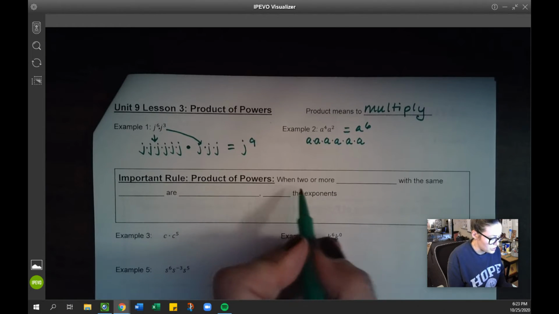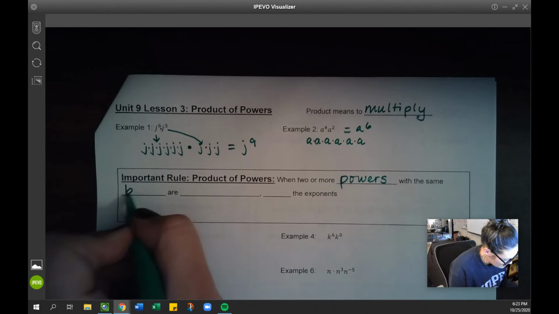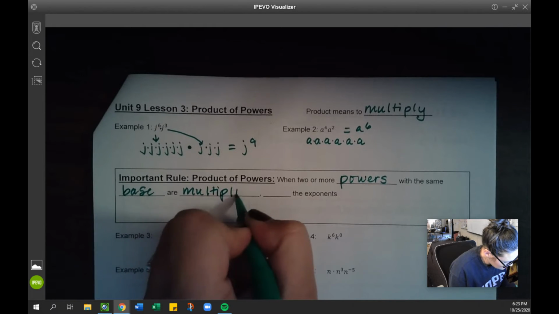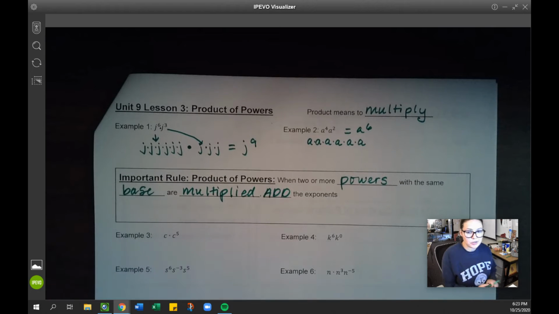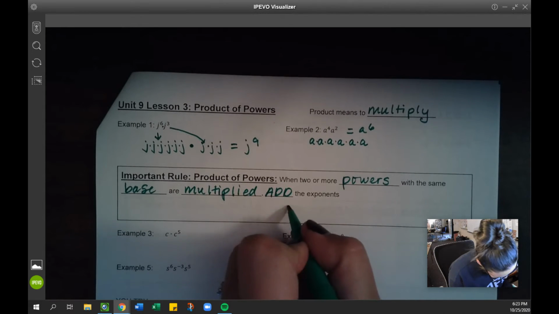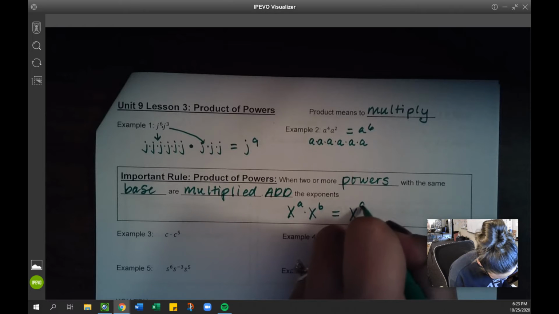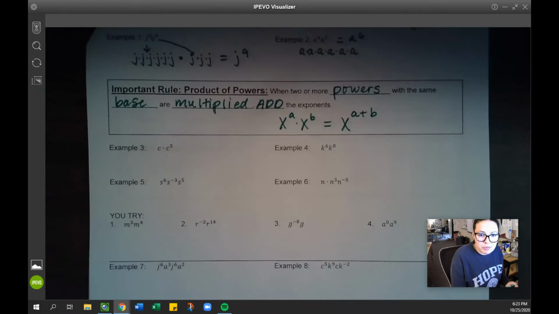Here's the rule. When two or more powers with the same base are multiplied, we add the exponents. So 6 plus 3 gives us 9. 4 plus 2 gives us 6. So in general, if I have x to the a times x to the b, that's going to become x to the a plus b.